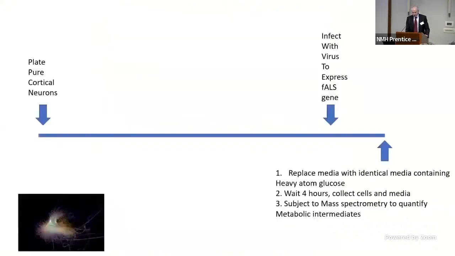Okay. So the way we explored this was to plate the neurons, let them go for 2 weeks, let them develop synaptic connections, and then infect them with a virus that expresses wild type or mutant forms of familial ALS genes. And then after 2 days, replace that media with a media that has heavy atom carbon labeled glucose, so that we can follow the metabolism, follow the utilization of glucose by nerve cells.